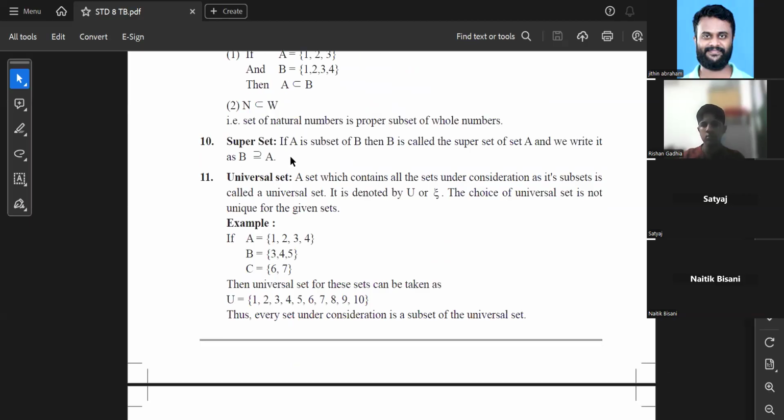Now, the 10th one, superset. What is a superset? If A is a subset of B, then B is called a superset of A. Consider like this: A is 1, 2. I'm not writing braces, just to save time. B has 1, 2, 3, 4. Now A is included in B. Therefore, A is a subset of B.